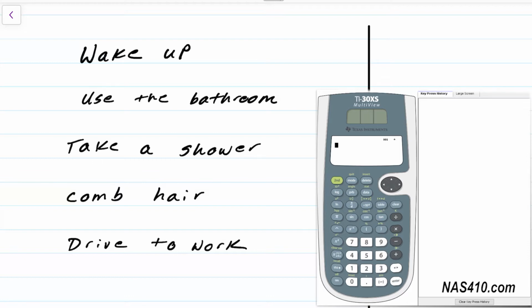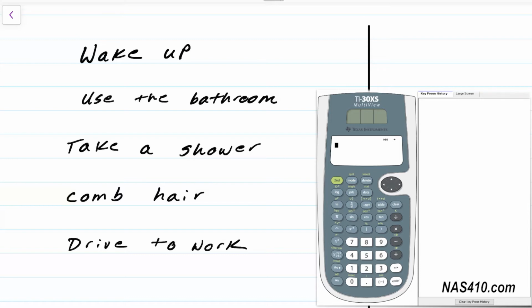Before we get started, let's consider all the steps it takes to get ready for work, okay? You have to wake up, you have to use the bathroom, and then you go take a shower. You get out, you comb your hair, you drive to work. These are just some of the steps. There could be more steps than this, right?